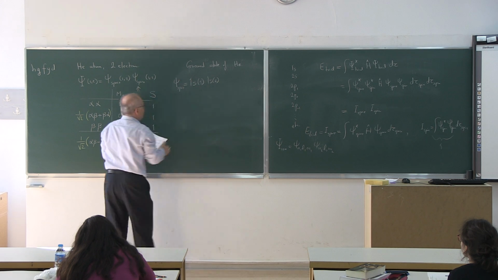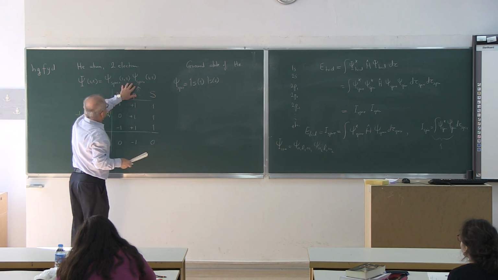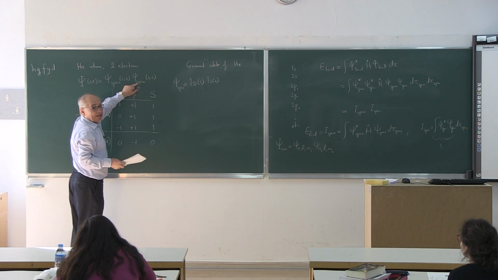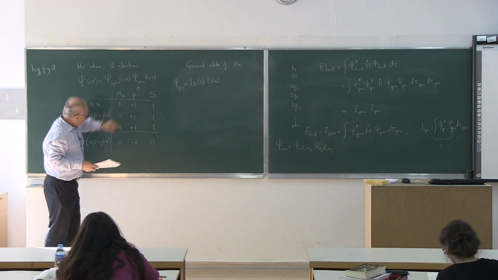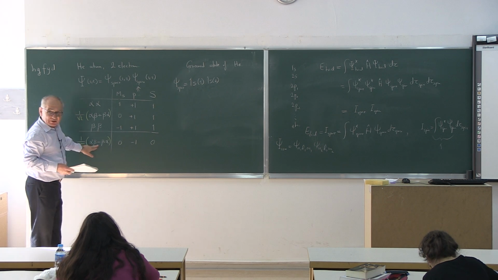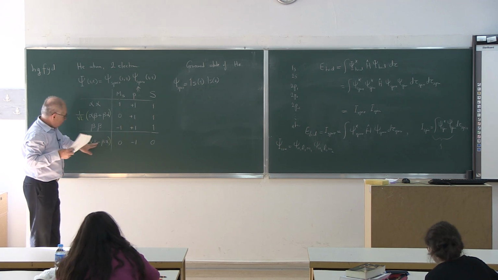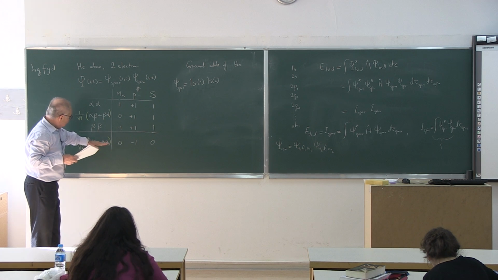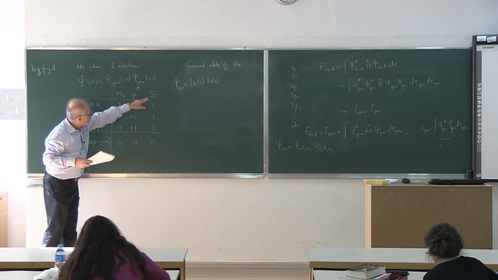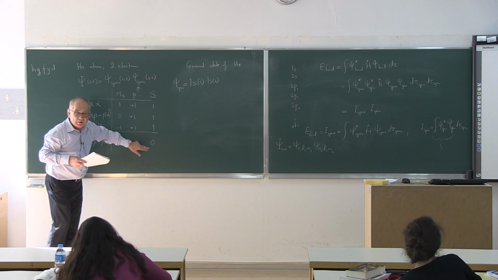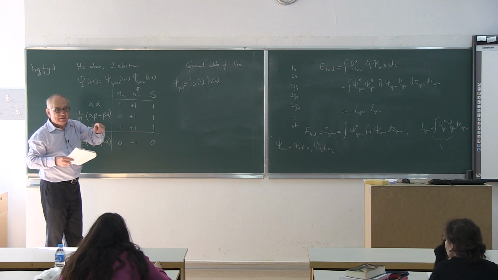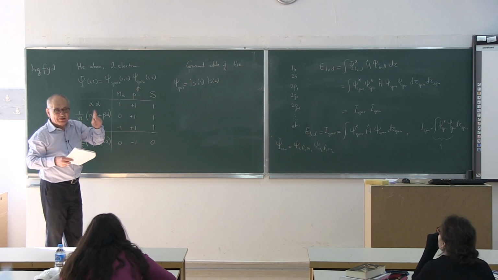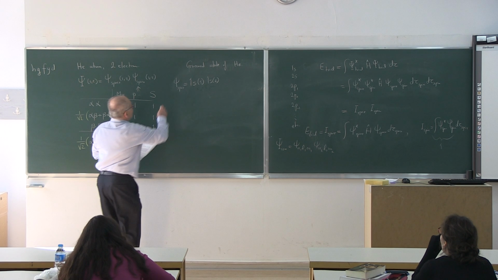Because this is symmetric, then look at this expression. If this is symmetric, the spin part has to be antisymmetric. Which one is the antisymmetric spin function? This one. And this spin function has s equals 0, or in terms of spin multiplicity, 2 times s plus 1, spin multiplicity is 1. In other words, it's a singlet.